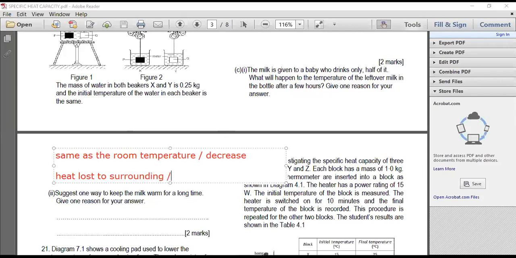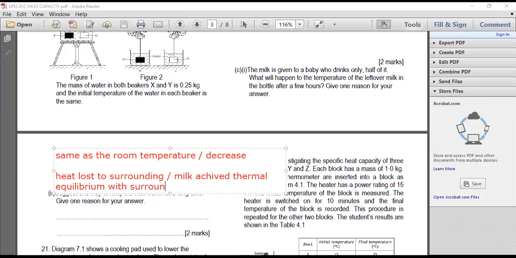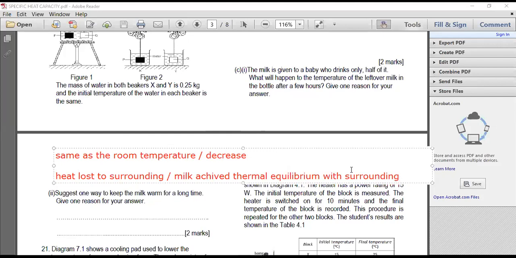We can say the milk achieves thermal equilibrium with the surrounding. Or we can just say simply, heat is lost to the surrounding. So what happened to the temperature? You can say it decreases. Why? Because heat is lost to the surrounding, or the milk achieves thermal equilibrium with the surrounding.